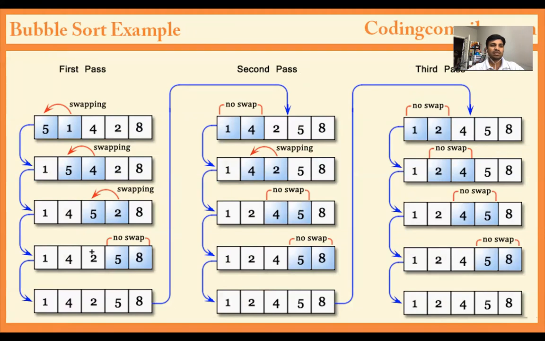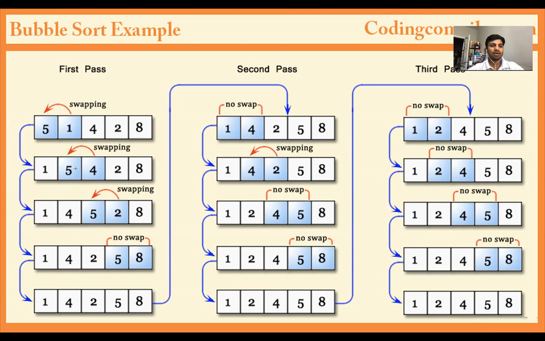First, let's understand the concept. You have an array of unsorted numbers. What you are going to do is pick the number on the left, compare it with the right, and if it is greater, you swap it. So 1 and 5 are swapped. 5 is here now, and 1 has replaced 5.